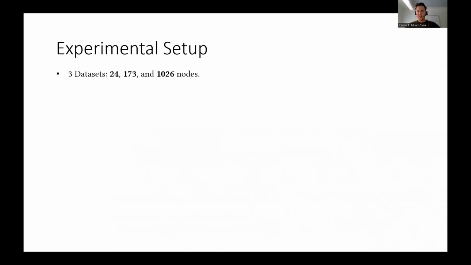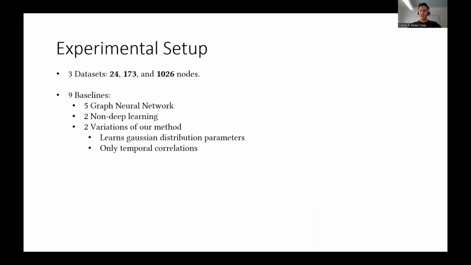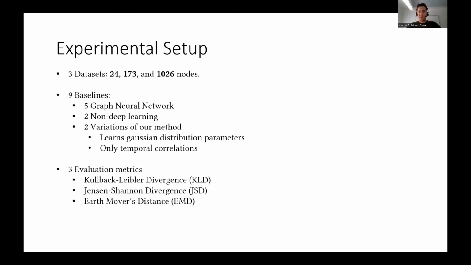To conduct our experiments, we have used 3 real-life datasets with 2,473 and 1,026 nodes. We have used 9 baselines: 5 graph neural network baselines, 2 non-deep learning, and 2 variations of our method. One considering only temporal correlations, and another that assumes a Gaussian distribution of the speed values and estimates its mean and standard deviation. We use 3 well-known distance metrics for probability distributions, and finally, we simulate different missing value rates, specifically 50, 60, 70, and 80.